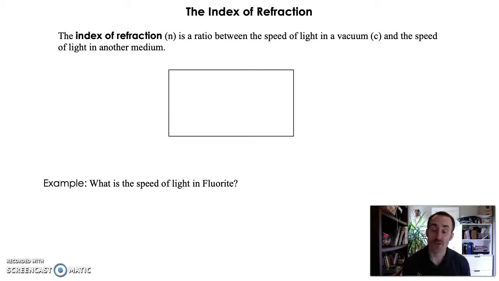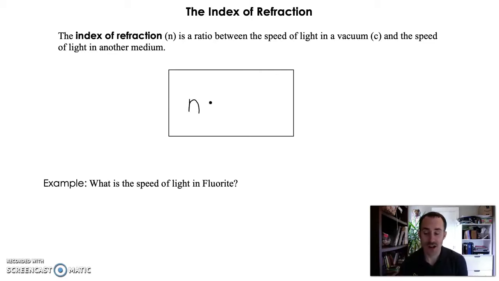So the speed of light through air is a hair slower than the speed of light in a vacuum through space. The speed of light through diamond is much slower than the speed of light through a vacuum or through air. And so we're going to look at how that index of refraction affects the speed of light, affects the wavelength, affects the angle. So the index of refraction is n.